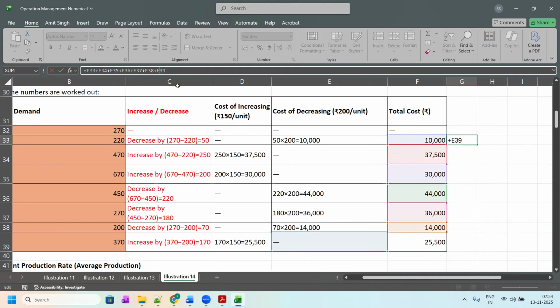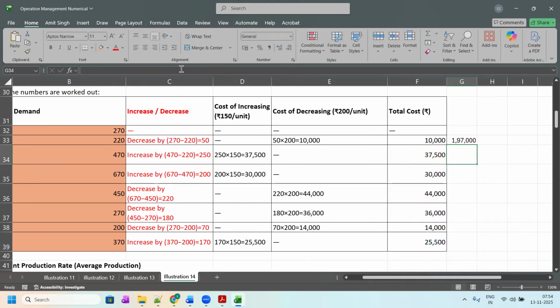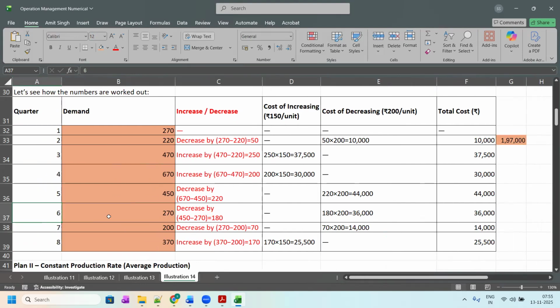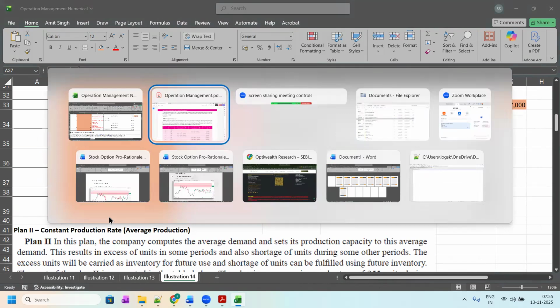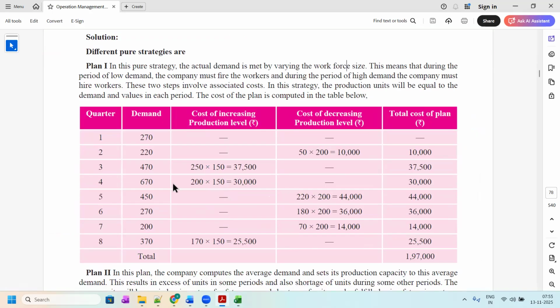We have 36, 38, 33, 34, 34, 36, 37, 38, 39. So this is your total cost. Clear? Yes, sir. So this is what is being calculated as the total cost, and the same thing is written here.